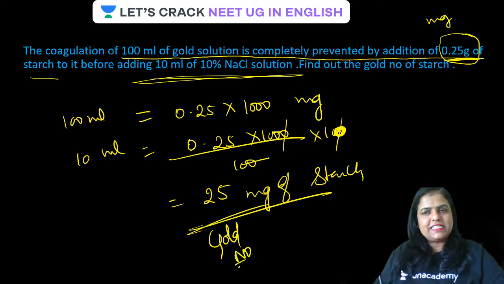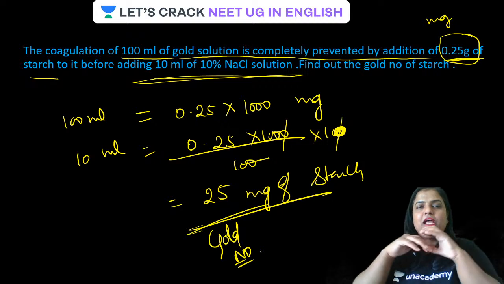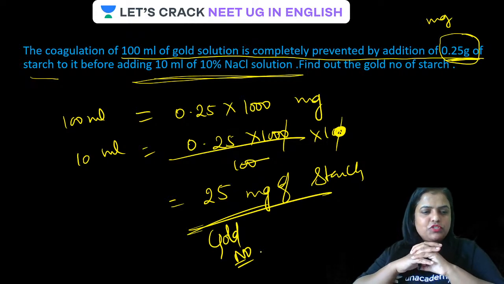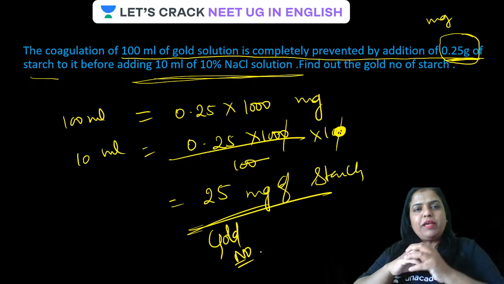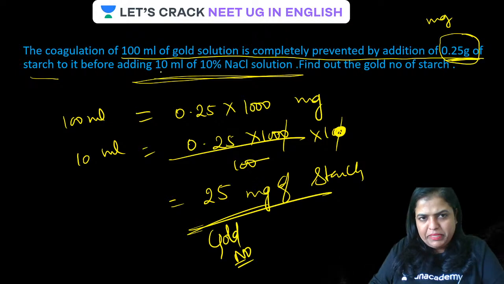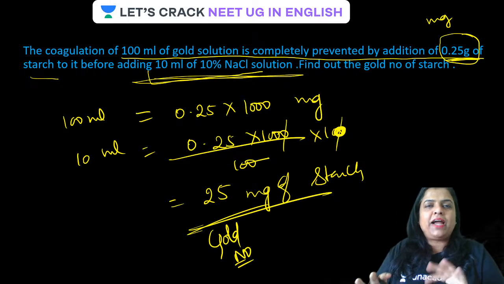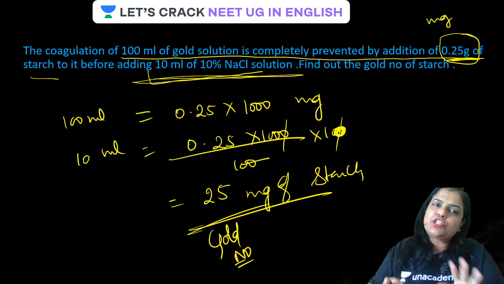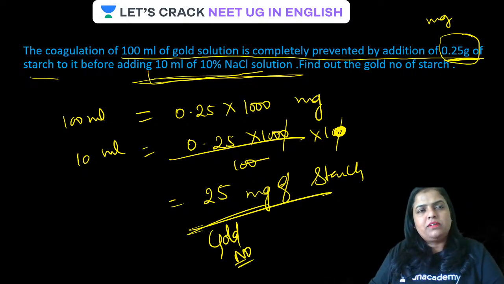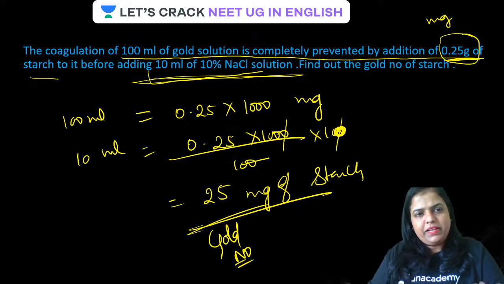Is it clear? Simply keep it in your mind, guys. For 10 ml, we add 1 ml of NaCl. For 100 ml, we will have to add 10 ml. Whenever the question is there, don't worry about this value, because they are always going to add NaCl in that proportion only. Is that clear, guys?